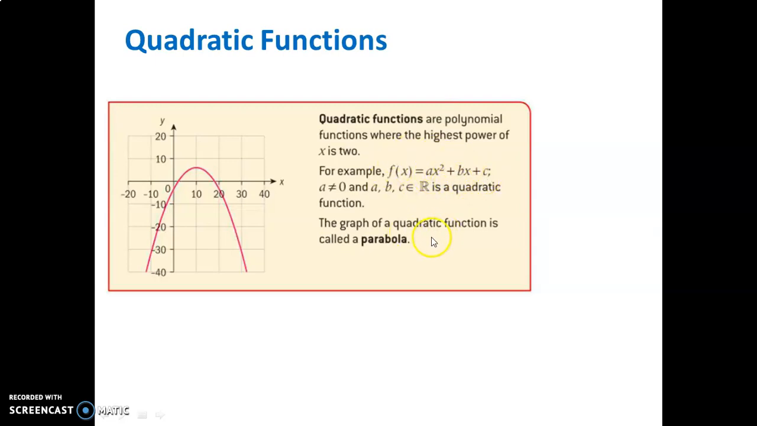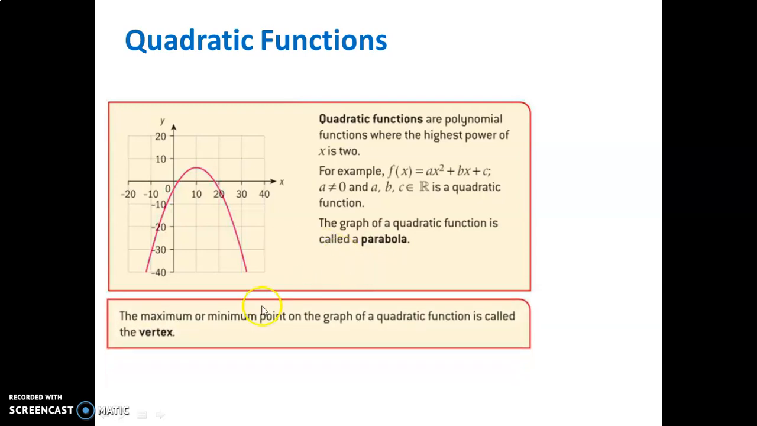The graph of a quadratic function is always called a parabola. Okay, next. The maximum or minimum point on the graph of a quadratic function is called a vertex. So this point right there that we saw in the dolphin's jump is called a vertex. If the parabola was not going up like this, instead it made a U shape going down, the vertex would be at the bottom, but it would still be a vertex. And it would be the minimum point. This one is the maximum point.